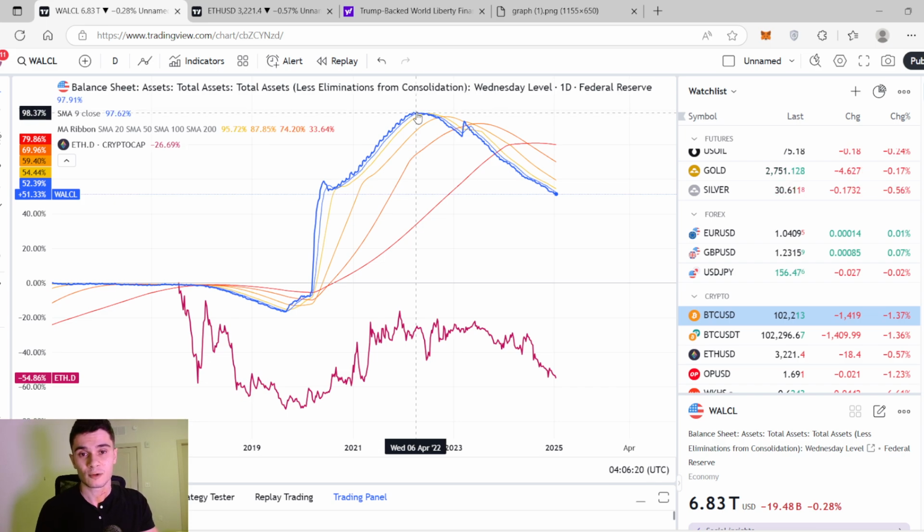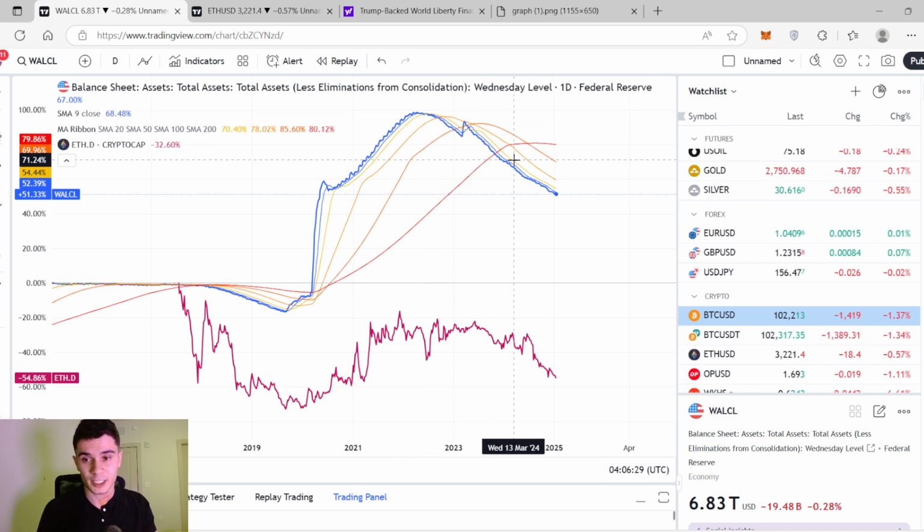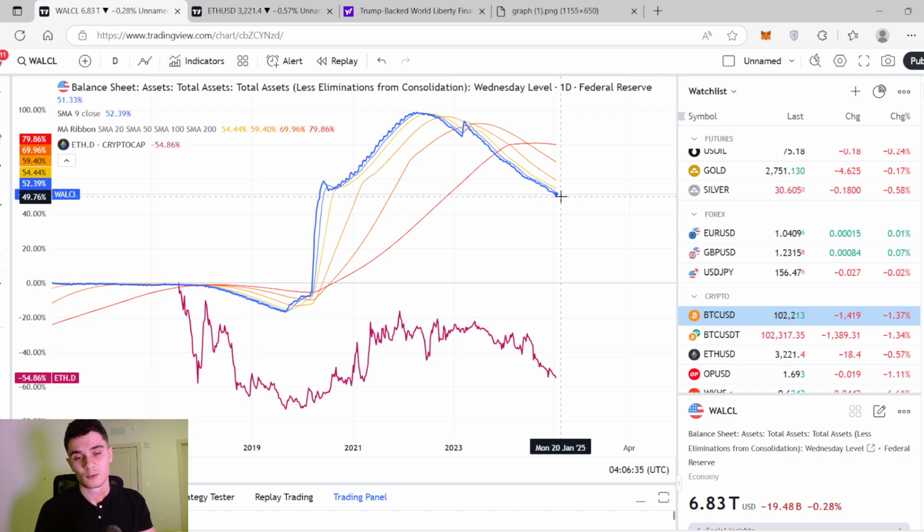Right now, since around May of 2022, we see the shrinking of the Fed balance sheet, which means that we're in QT, or quantitative tightening, which means that the liquidity is getting sucked out of the market.